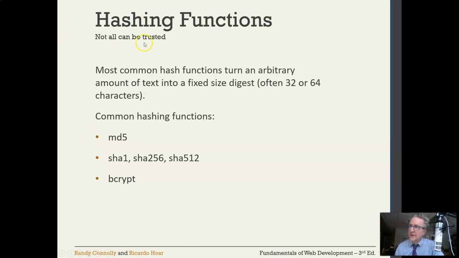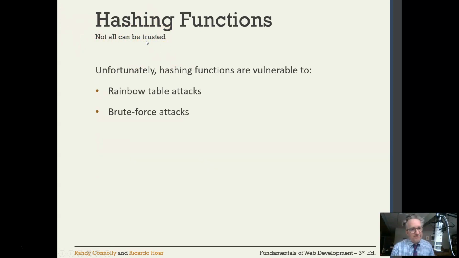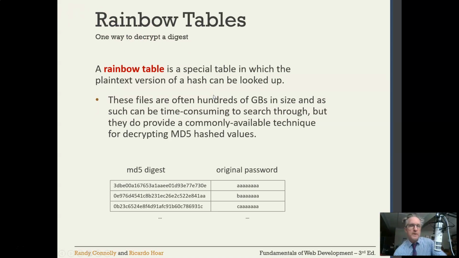Well, it says right up here, not all hashing functions can be trusted. And unfortunately, hashing functions are vulnerable to two different types of attacks. There's rainbow table attacks and old-fashioned brute force attacks. So let's take a look at rainbow table attacks first. What's a rainbow table? It sounds so pleasant, but a rainbow table is just a special type of table in which the plain text version of a hash can be looked up.